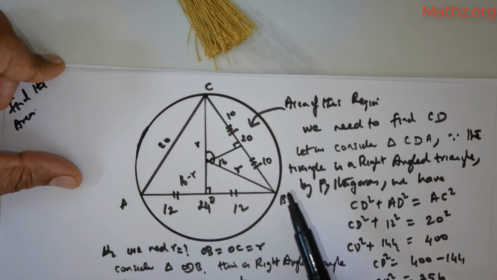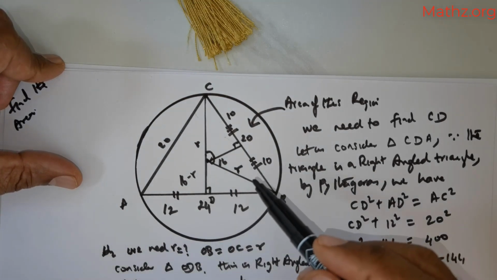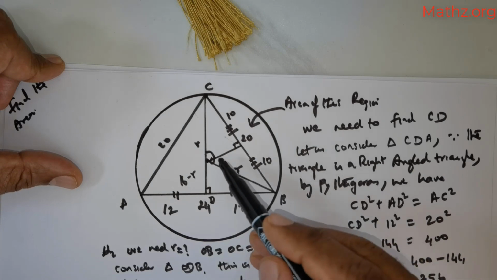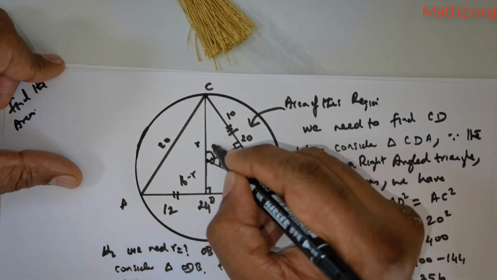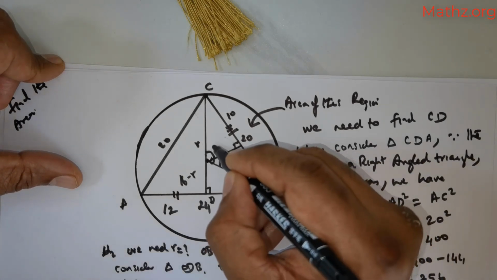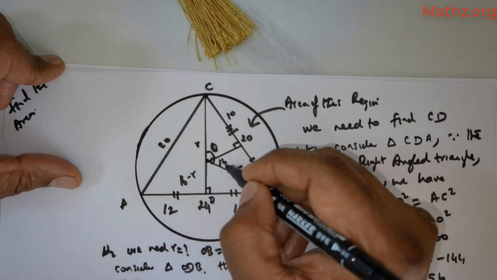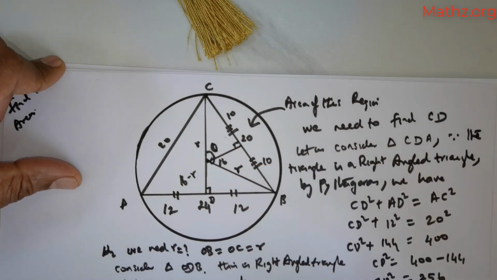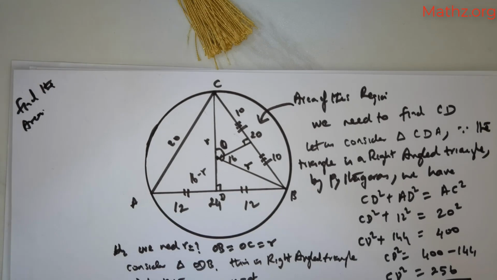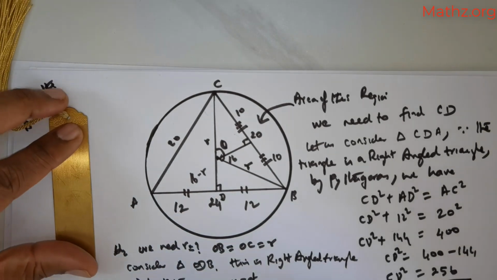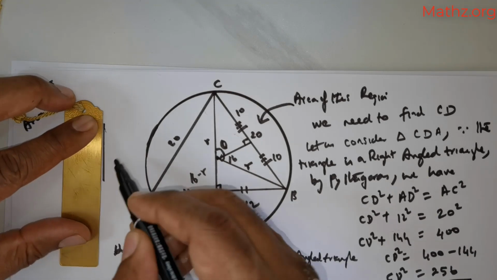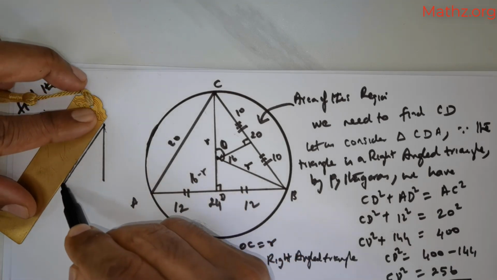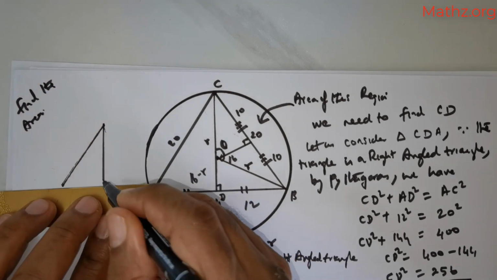COB is a sector. So I want to get the angle of the sector. For that I need to get one of these angles. If I get this angle theta, then I can always get the sector's angle. So draw the right triangle that you see here. This is what we have got.